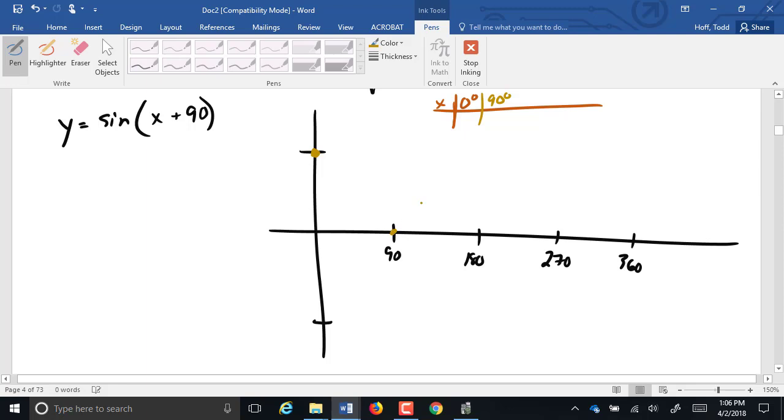What's 90 degrees going to behave like? 180. Well, that'd be back to 0, right? 180 degrees will behave like 270. Well, 270 is where we had our valley, our trough. Down to there. 270 is going to behave like 360. And then 360 will behave like 450 or 90 again, right?